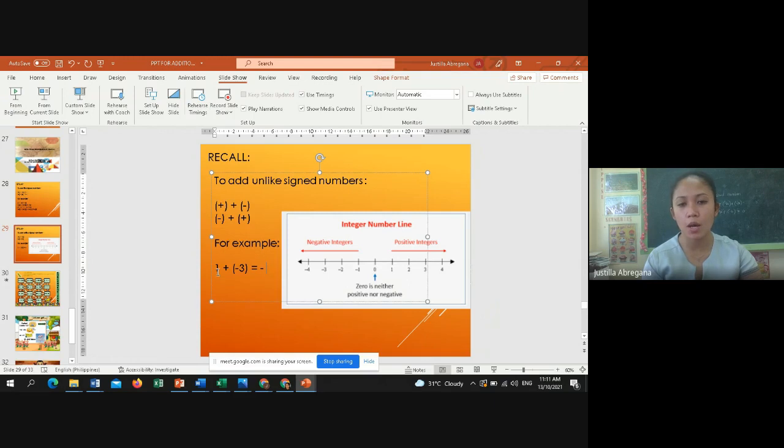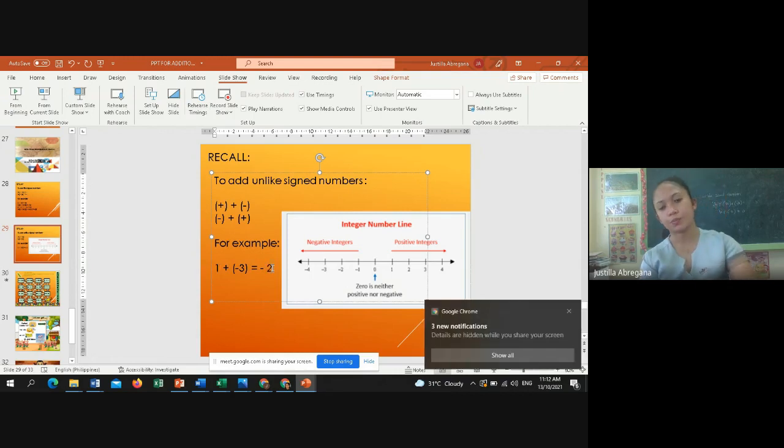For example, 1. 1 is here, from 0. Next is negative 3. From 0, here is negative 3. As you can notice, negative 3 is farther from 0. So we will follow negative, and then we will subtract 3 and 1. What's the difference from 1 to 3? That is equal to 2. So the answer is negative 2.